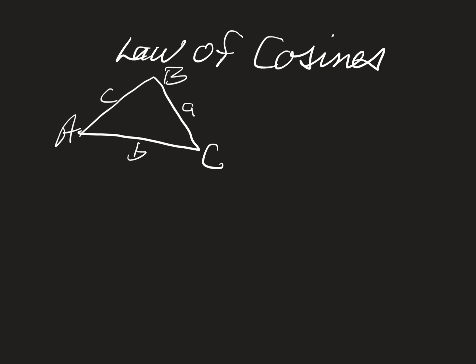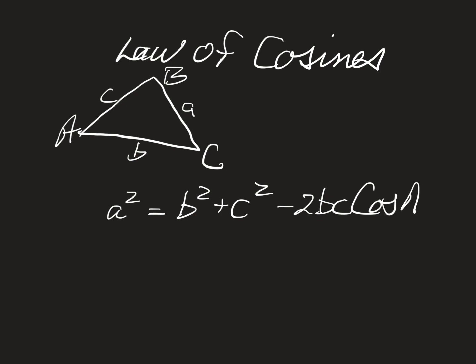And it turns out that if you write a squared equals b squared plus c squared minus 2bc times cosine of A, then that is the formula for the law of cosines. Now, this only works when you have side angle side, where you're given two sides and the included angle, or you're given all three sides.